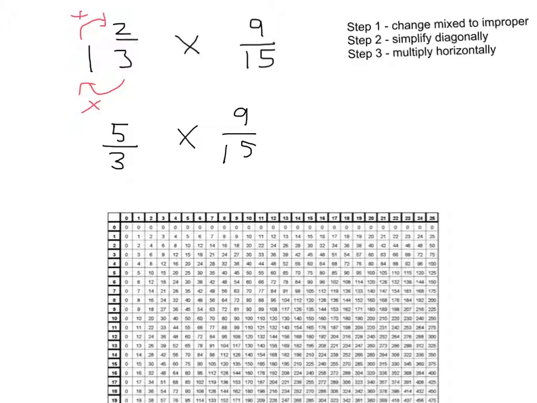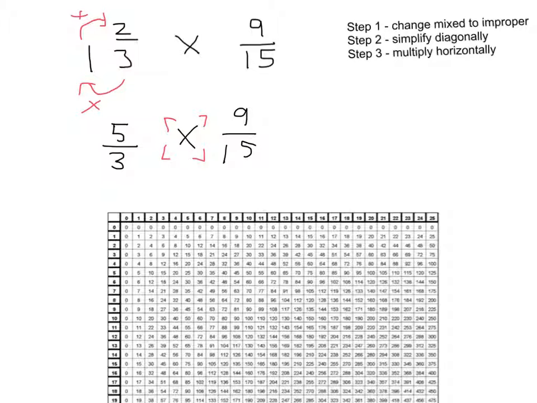So now we just need to do the second step, which is simplify diagonally. Again, we just follow the multiplication sign. It's pointing to both opposite ends. So we need to first simplify the number 5 and the number 15. So we need to find one number that goes into the numerator and the denominator equally.